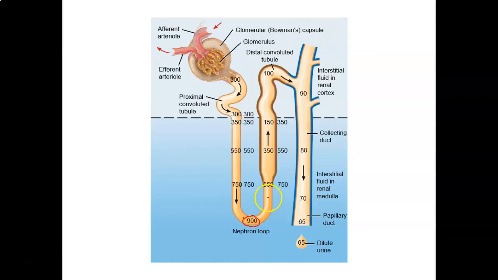So the ones that are permeable are going to leave. And that's when you see, again, 900 goes to 550, which goes to 350, which goes to 150, which goes to 100. Right? We will never see this number elevate. It just keeps on dropping. And why is that? Remember, part of the collecting duct is that without the presence of antidiuretic hormone, it's impermeable to water.